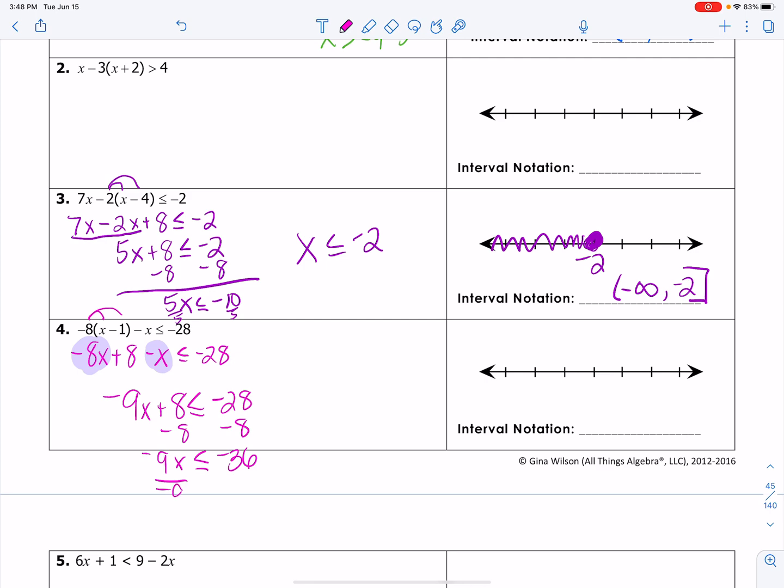And then you divide by a negative 9 and divide by a negative 9, which flips your inequality sign. So it's a closed circle, and it's going greater than. And so my interval notation would be 4 to infinity with parentheses. Like I said at the beginning, it always has a parentheses with infinity.